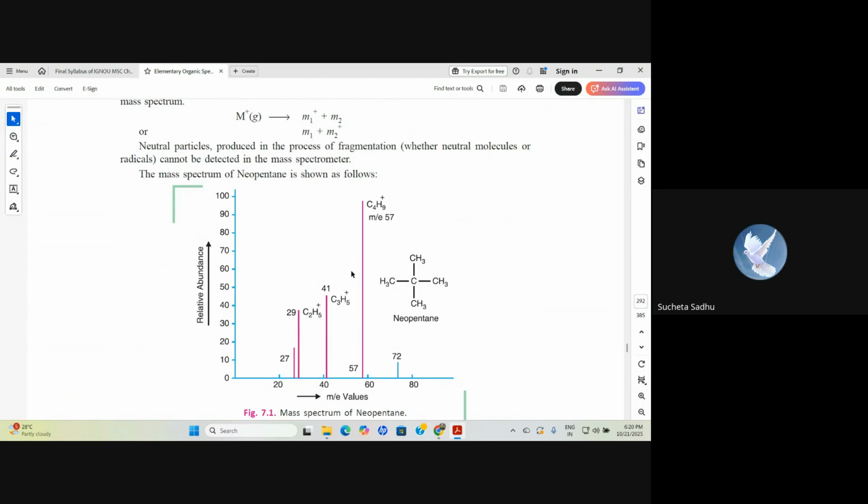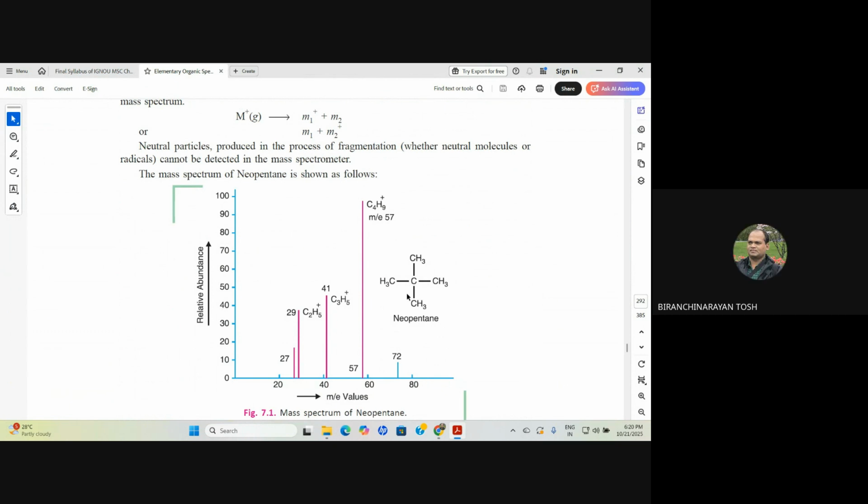If this spectrum is given to me as an unknown compound, which peak should I choose as the most probable one, the base peak or the parent peak?